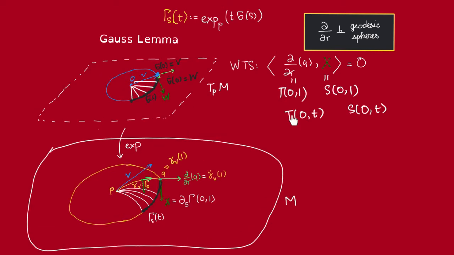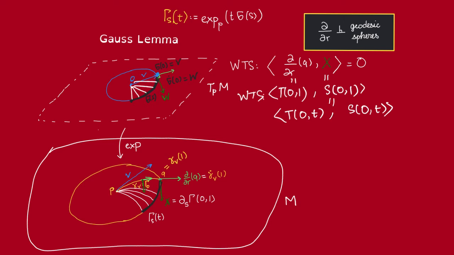Because T at (0, t) is just the velocity vector field along this curve, little gamma v, and at t equals 1, that corresponds to the velocity vector at the point Q, so it's this radial vector. And recall that our key idea in proving that this dot product is 0 is by showing that this dot product is independent of t.